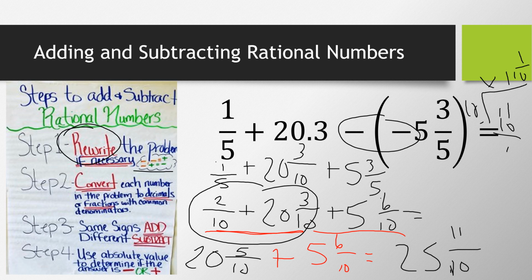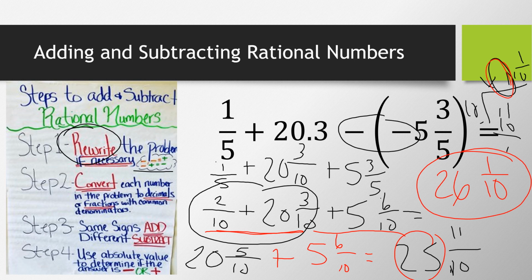So now I have 25. I'm going to add that whole number to 25. So that's going to give me 26. If I add this plus this, it's going to be 26. And now I have 1/10 left over. So my answer is 26 and 1/10. So again, we had this improper fraction, so we turned it into a mixed number, 1 and 1/10. And then we just combined 25 with 1, which gave us 26 and 1/10.